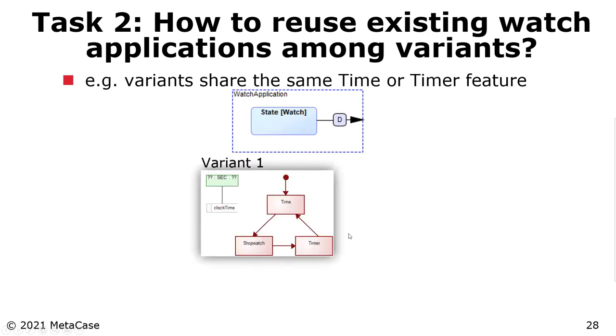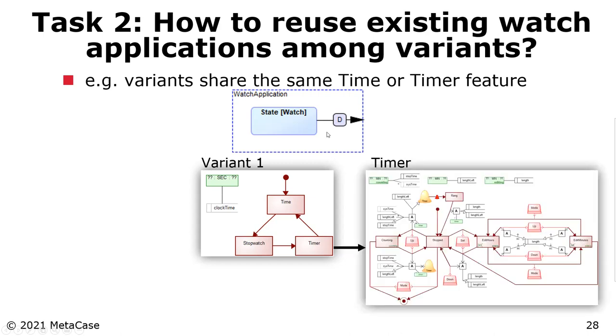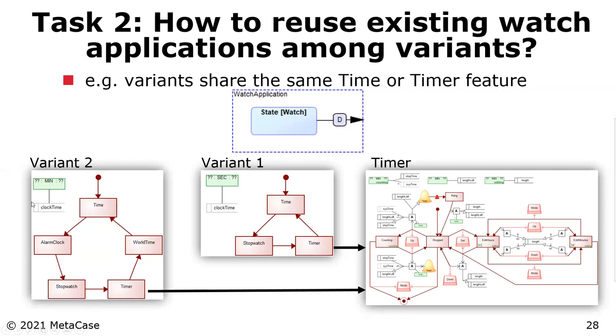So if we have product variant number one, which has a time, stopwatch, and timer application, the timer application is detailed here in more detail, what a timer does. And then another team, rather than doing this like in a classical DSL with no reuse, could have this kind of language where other teams adding world time and other applications may still refer to the same timer application as the team who made variant one. So we reuse the same timer application that the team of variant one has made, by doing a very small change to the meta model.